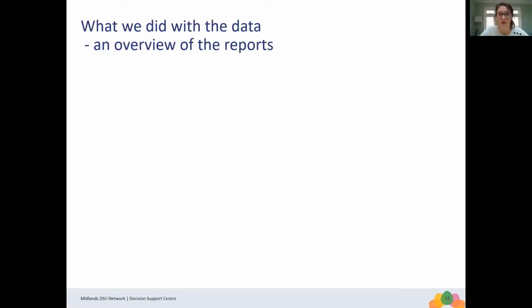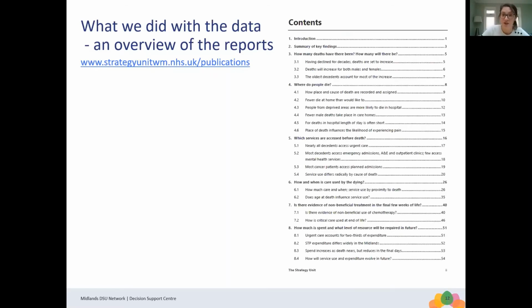So what did we do with the data? Well, before we look at the actual analysis, the reports were for the Midlands. So if you look on our website under publications, you'll see the reports there for each STP within the Midlands, and also a Midlands version of the report. In today's session, we're just going to go through a few key highlights. You can see here the contents page, which would hopefully give you a bit of a flavour for everything that's in the reports, but that would take a little while to go through. So just a few key outputs today.